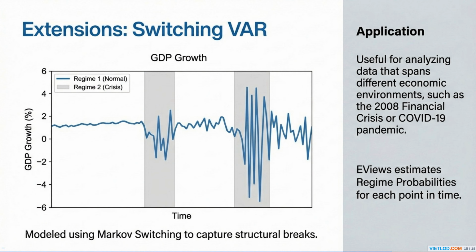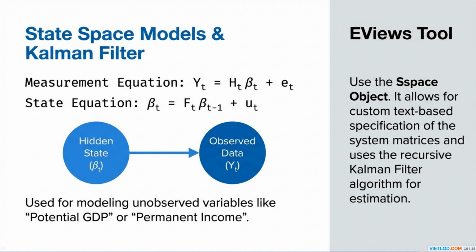The model allows the parameters of the VAR, the coefficients, variances, and covariances, to be different across these unobserved states or regimes. EViews can estimate the model and also provide the probability of being in a particular regime, e.g. crisis, at each point in time, as illustrated by the shaded areas in the graph.